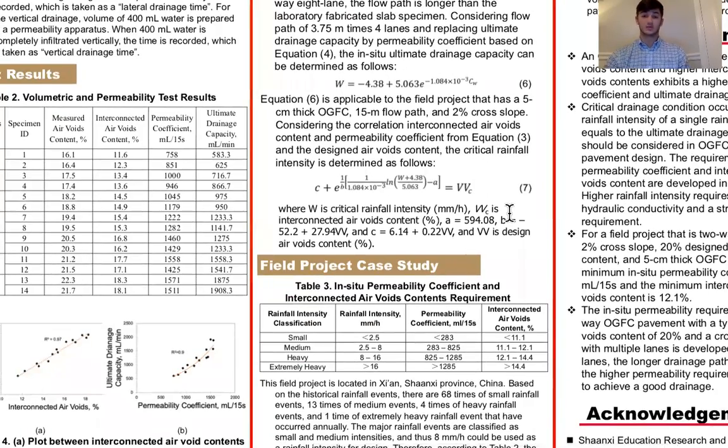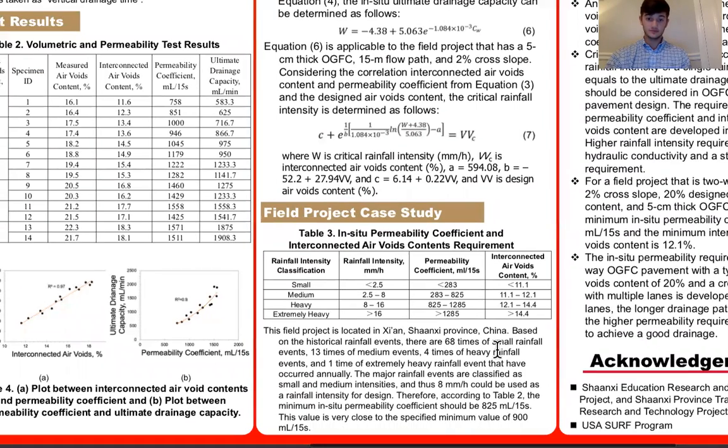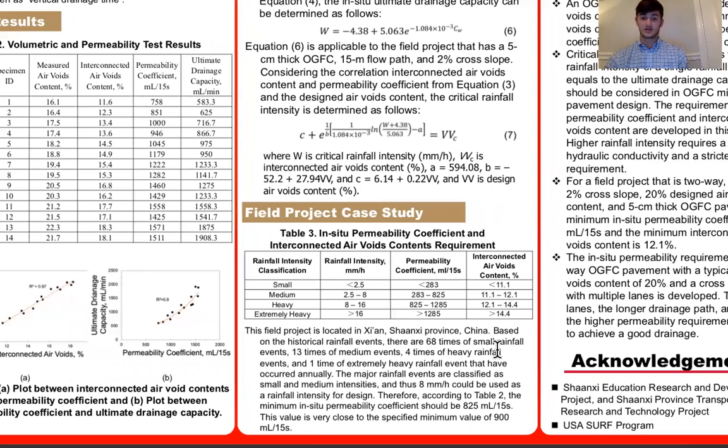Equation 6 is applicable to the field project that has a 5 centimeter thick OGFC, 15 meter flow path, and a 2% cross slope. Considering the correlation between interconnected air voids content and permeability coefficient from equation 3 and the designed air voids content, the critical rainfall intensity is determined as equation 7. Table 3 summarizes the in situ permeability coefficient and interconnected air voids contents requirements.